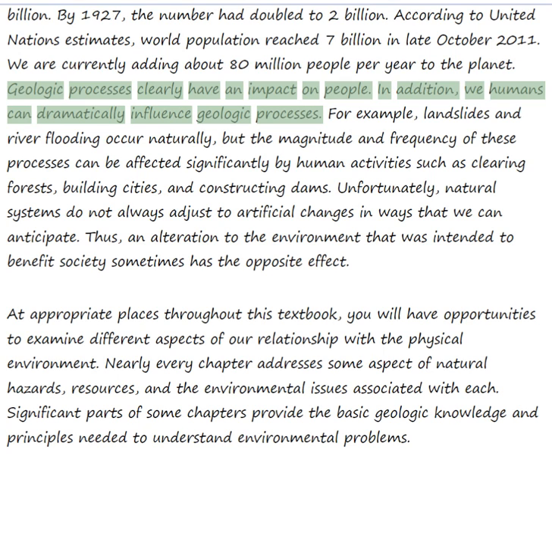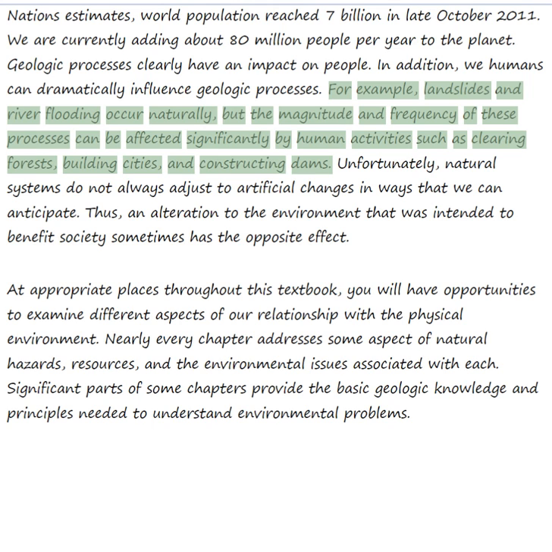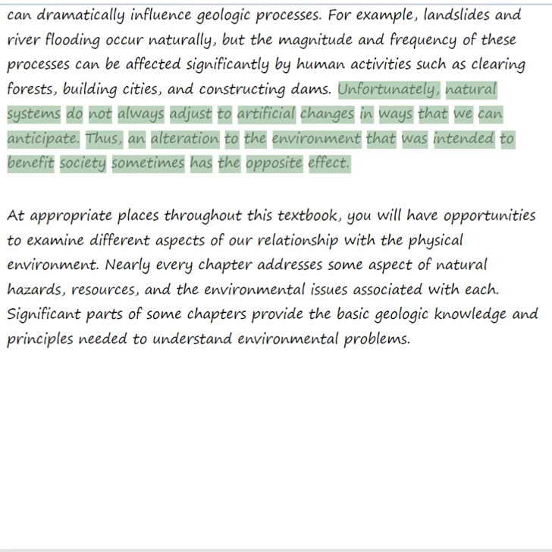Geologic processes clearly have an impact on people. In addition, we humans can dramatically influence geologic processes. For example, landslides and river flooding occur naturally, but the magnitude and frequency of these processes can be affected significantly by human activities such as clearing forests, building cities, and constructing dams. Unfortunately, natural systems do not always adjust to artificial changes in ways that we can anticipate. Thus, an alteration to the environment that was intended to benefit society sometimes has the opposite effect.